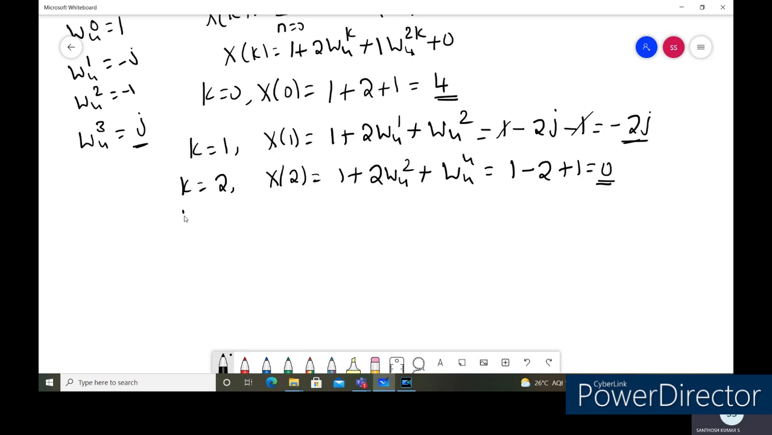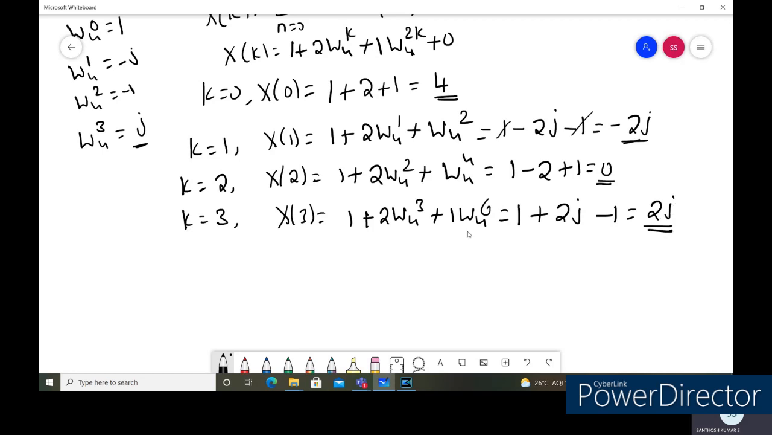So it has become X of 3 is equal to 1 plus omega 4 to the power of 3 plus 1 into omega 4 to the power of 6. So omega 4 to the power of 6 is the thing, and it will become equal to 1 plus 2j plus omega 4 to the power of 6, which is omega 4 to the power of 2, and that is minus 1. So we will get 2j. These are the values we get for the different values of k.